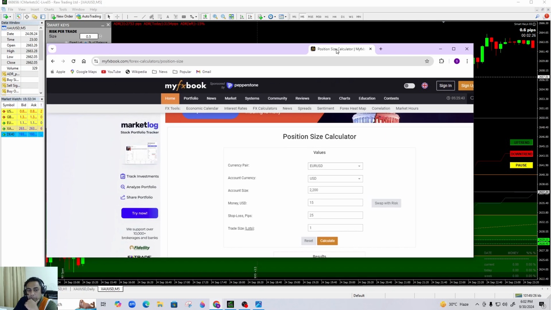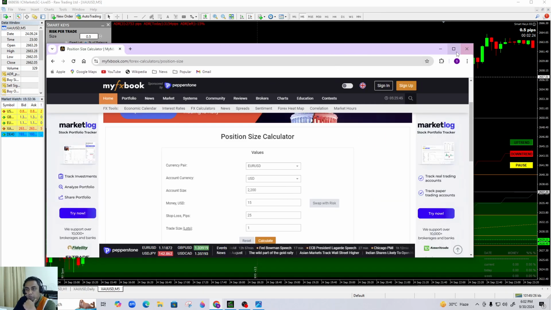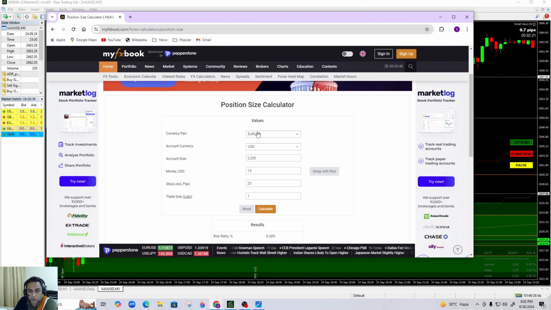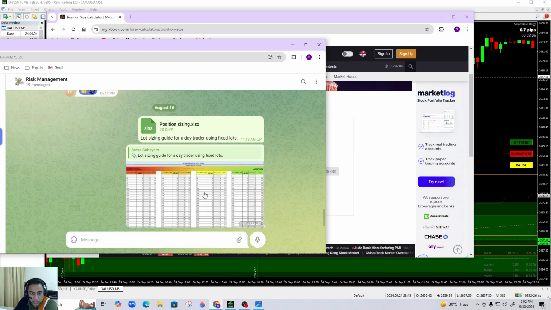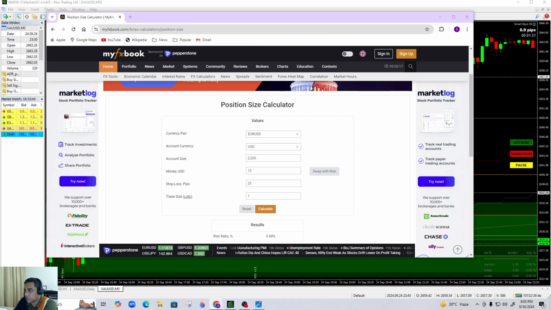So as I've shown you guys before, this is a free tool that you can use to calculate the risk that I use, or if you are in the group, then you can use this Excel file. It tells you for the right account size what should be your lot size, right? It's based on fixed lot size. Okay. If you're in the group, that's what you can use. But if you're not, then you can use this.